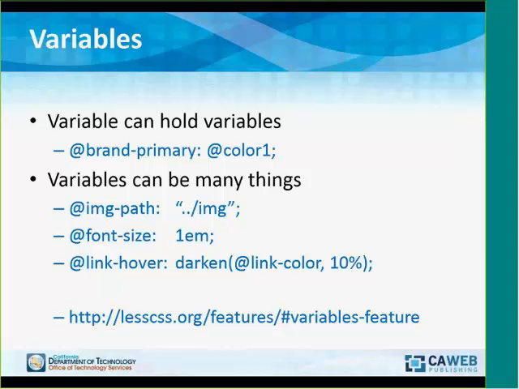Variables themselves don't have to be just colors. They can be a number of things. Variables can hold other variables. They can hold image paths, or maybe a size, pixels, or ems. They can actually do color functions, and we're going to talk about that next. If you're interested in knowing more about some of these features, there's a link down there to the left, webpage.